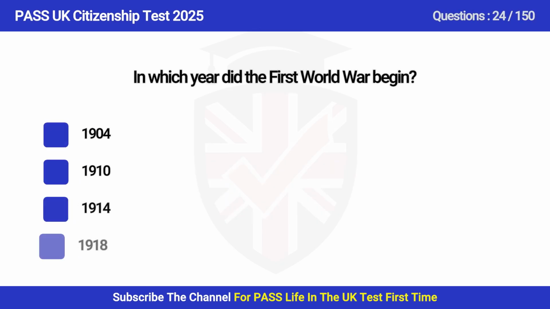Question 24. In which year did the First World War begin? A. 1904, B. 1910, C. 1914, D. 1918.